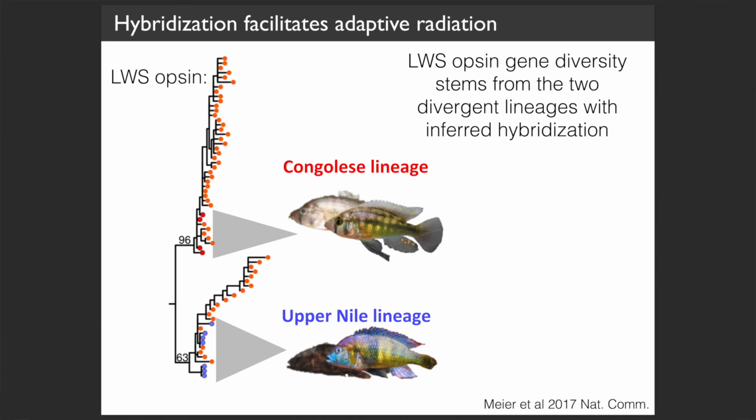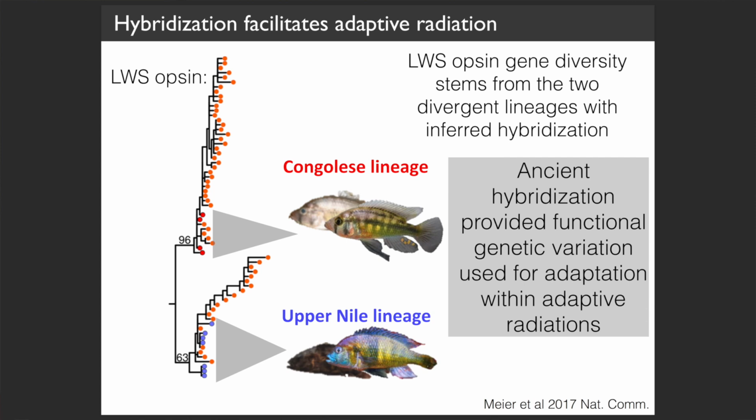When we look at the versions of the gene present in the Congolese lineage and in the Upper Nile lineage, we see that all of the Congolese lineage species have the clear water variant of the gene, and all of the Upper Nile lineage fish have the muddy water variant of the gene. And so this suggests that the reason that we find these two variants of the gene together in the Lake Victoria region superflock is because of this history of admixture between the lineages.